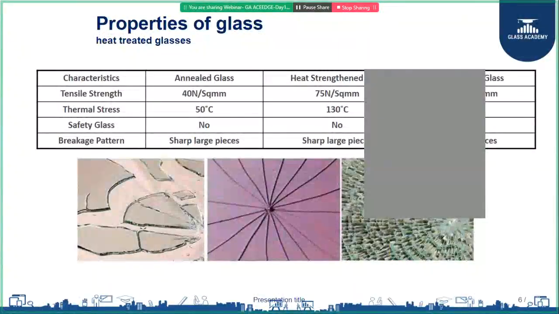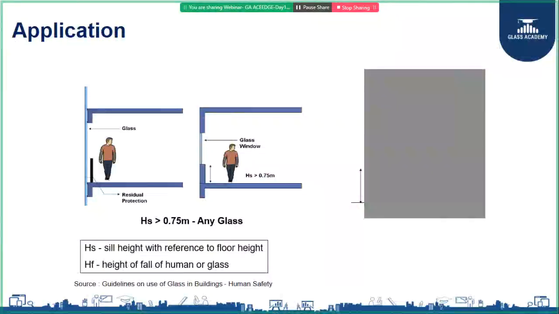In terms of strength, if annealed glass has a strength of X, your heat strengthened glass has a strength of 2X, and your fully toughened glass has a strength of between 3 to 4X. So that is the amount of strength the different types of glasses have. Now that you know what the types of glasses are, where to use what type of glass is also a question that comes to your mind.